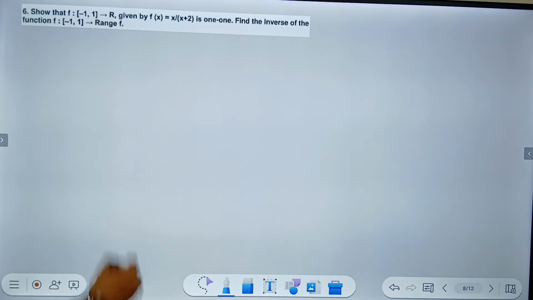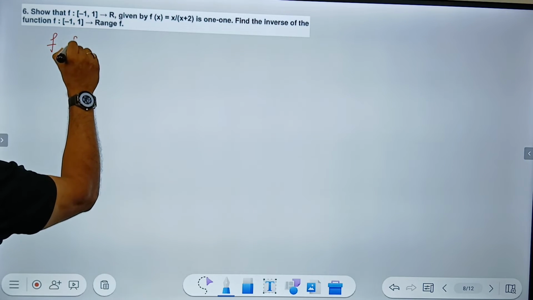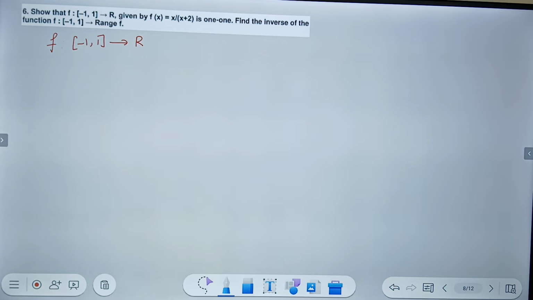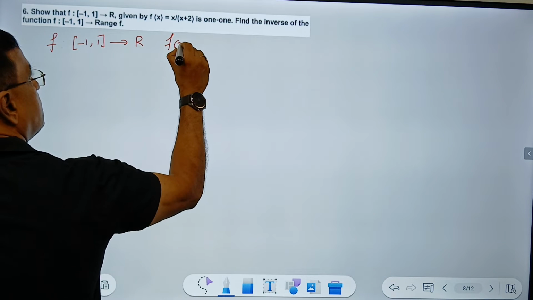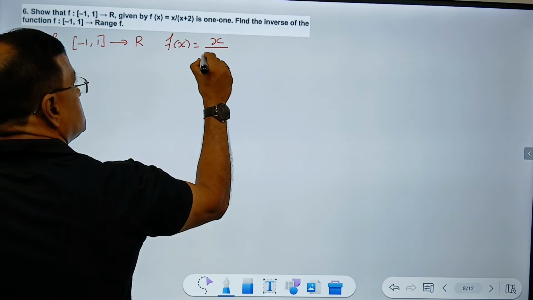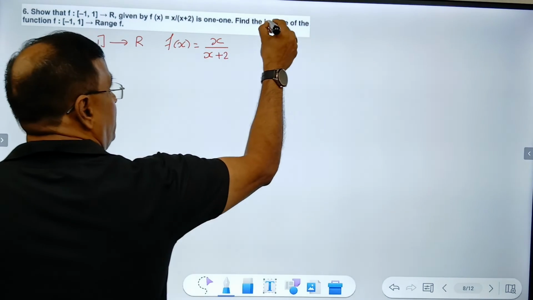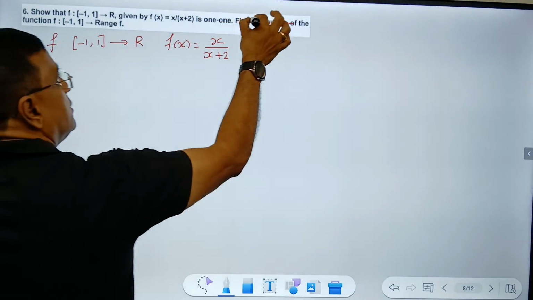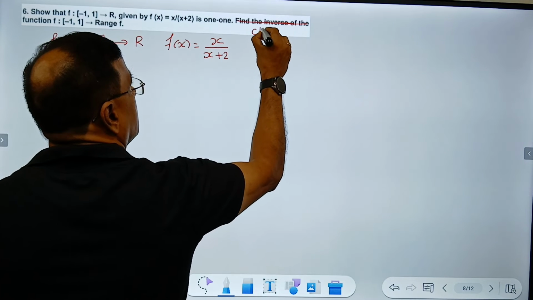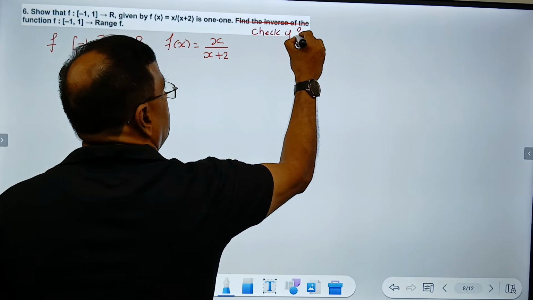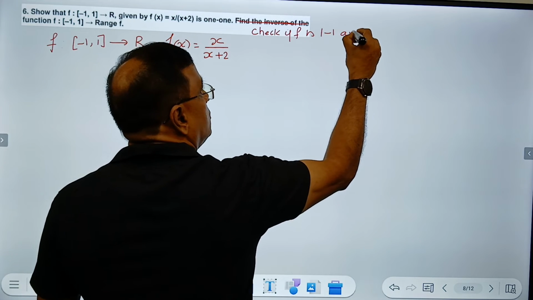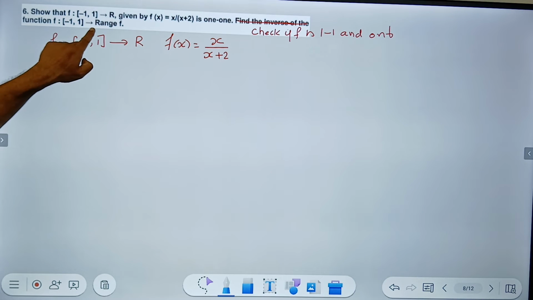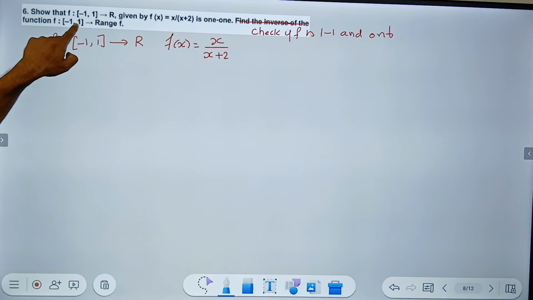Here you have a function f from the closed interval -1, 1 to real numbers. And it is defined as f of x is equal to x by x plus 2. Find the inverse. This is from the old NCERT book, so we don't have inverse. All that I want you to do is check if f is 1 to 1 and onto. Where? In the range from -1, 1 to range of f.